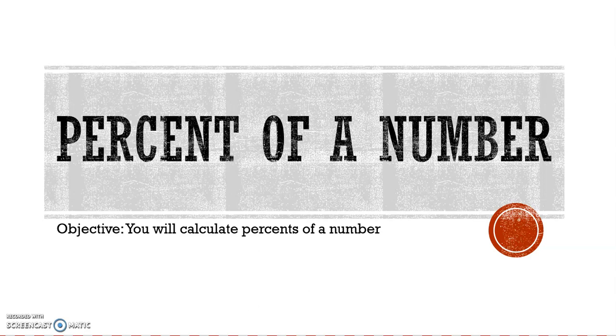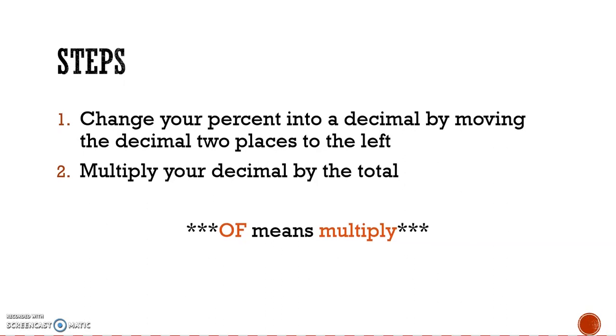In this video, we're going to be looking at finding the percent of a number. So what you need to do is change your percent into a decimal by moving the decimal 2 places to the left. If you have a fraction, you have to first change that fraction into a decimal and then move it. You're going to multiply your decimal by the total because the word of means multiply.